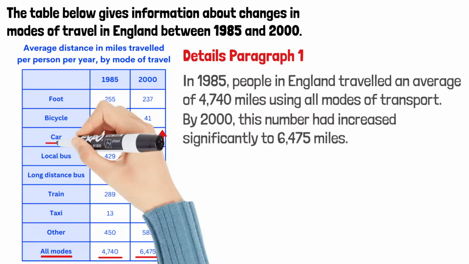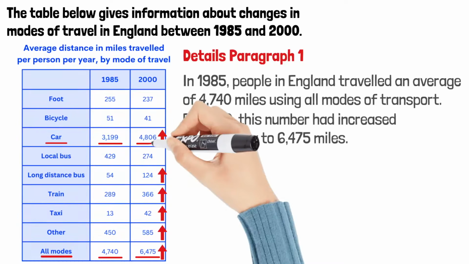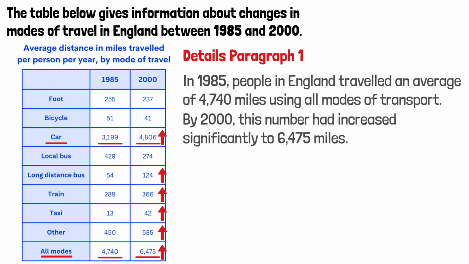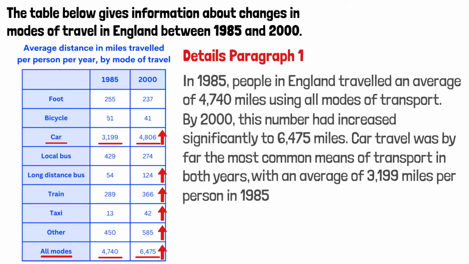Next, as you can see, the car was the most popular mode of transport in both years, so I will also report its numbers in both years. Car travel was by far the most common means of transport in both years, with an average of 3,199 miles per person in 1985 and 4,806 miles in 2000.